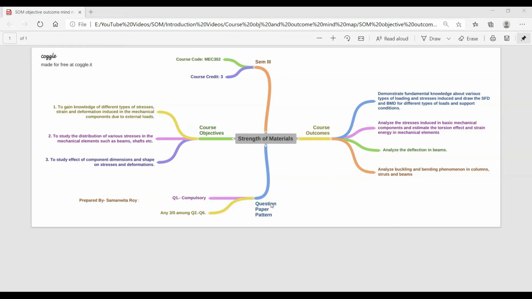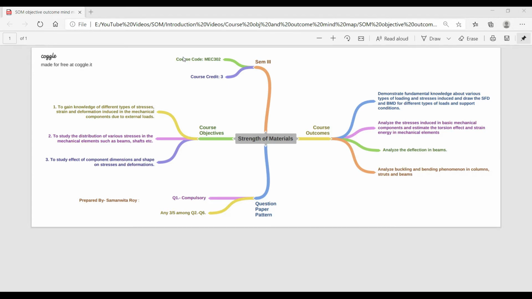Today I am going to discuss the objectives and outcomes of the Strength of Materials course. First, let me tell you that the syllabus of the Strength of Materials subject I am talking about is common to both the mechanical and automobile engineering branches. This is in semester 3 for both the branches.